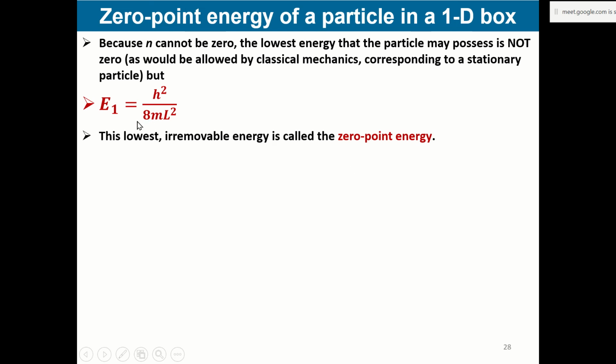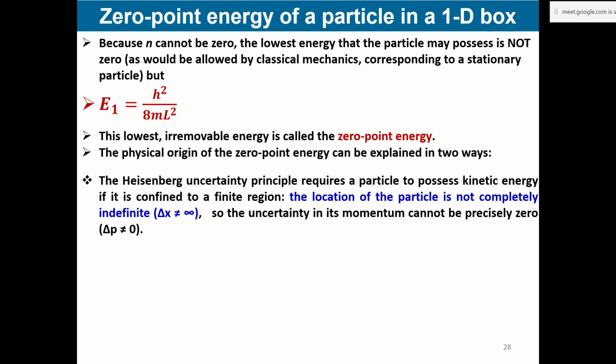The energy that always remains with the system, which you cannot remove by decreasing the temperature or by any other means, is zero point energy. This amount of energy remains with the system even if you take it to 0 Kelvin. That's why we call it irremovable energy, and that's precisely the reason it is also called zero point energy. The energy doesn't become zero by any means, and you cannot reduce that energy below that point.